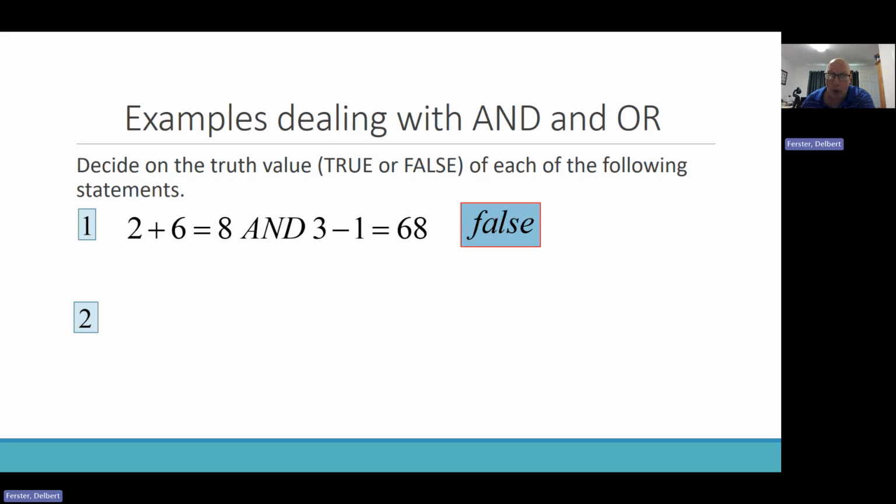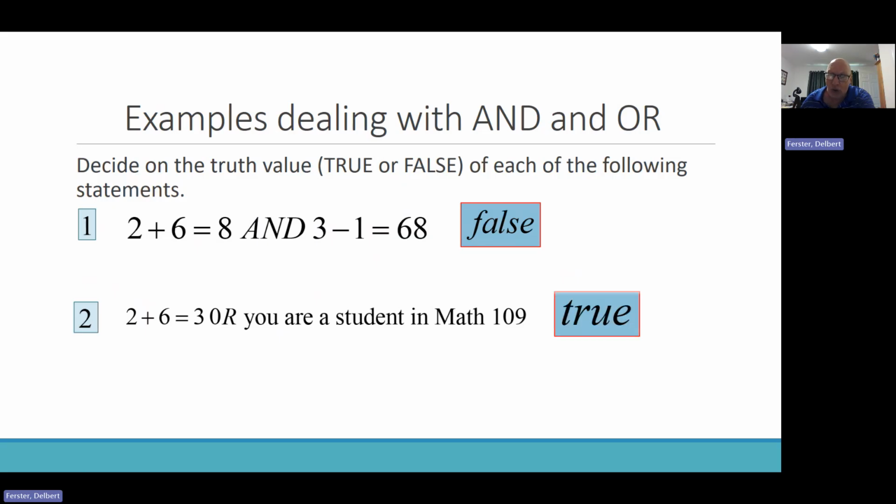Our second statement: 2 plus 6 is equal to 3. Oh, baby, this is an or, so this is a disjunction. Or you are a student in Math 109. Holy cow, I think you are a student in Math 109. Otherwise, I'm not quite sure why you're watching this video. The first statement, 2 plus 6 is equal to 3, however, is not true. But if it's an or statement, only one of the two component statements must be true to drive the or statement to true. So example number 2 would be true.